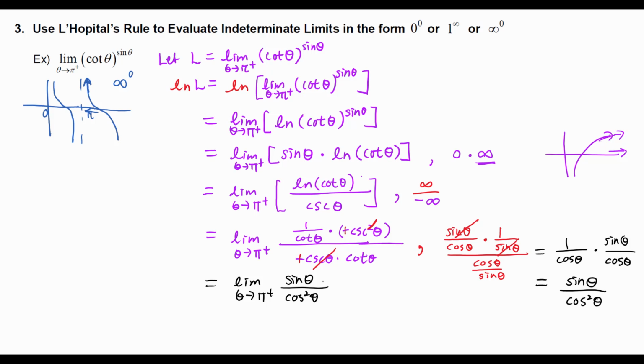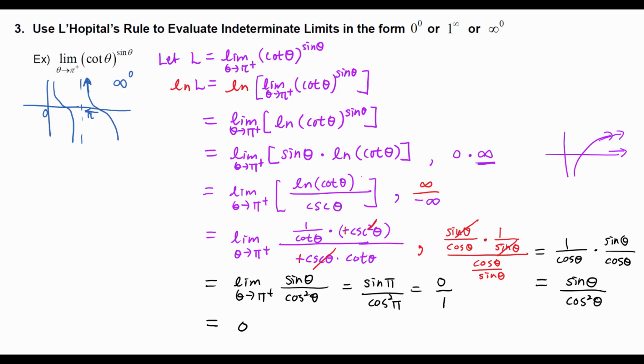So let's plug pi in there for theta. Then I get sine pi over cosine squared pi. Sine pi is 0. Cosine of pi is negative 1, but you have negative 1 times negative 1, so you get positive 1. And 0 over 1 is 0.